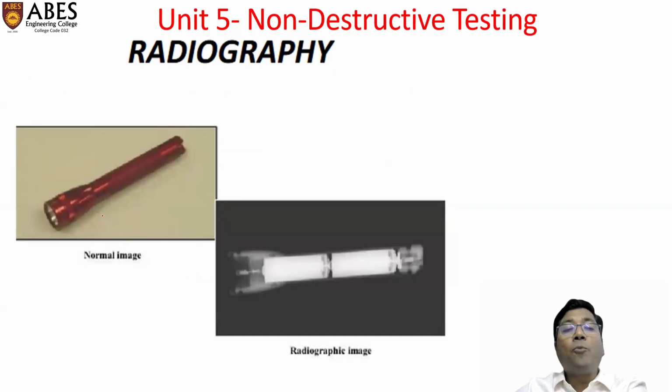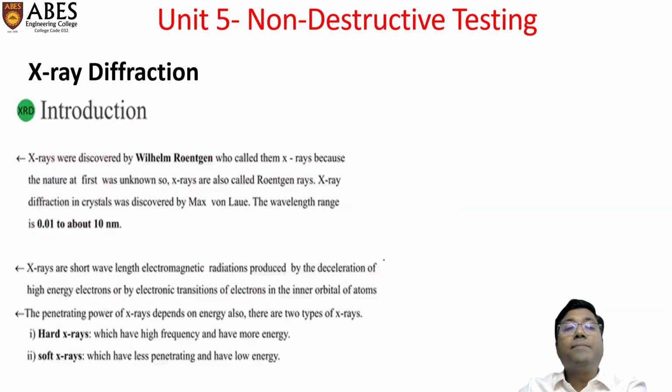Also, we can see this normal image of a torch, and here the radiographic image is showing there is a gap inside. Coming on to the next technique, this is X-ray diffraction.